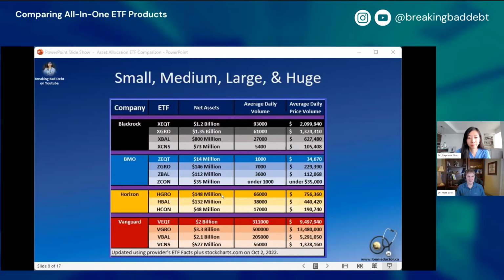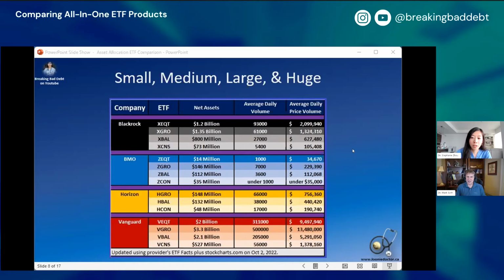It's their main mode of business. Bank of Montreal is another large company. ETFs is one small part of their business, and the reason why the numbers here for the Bank of Montreal asset allocation ETFs are smaller, like in the millions of dollars, is because they're relatively new to the market. They haven't been out as long, so they haven't had as much time to collect other assets as the other funds have.